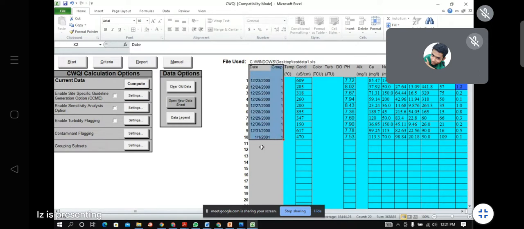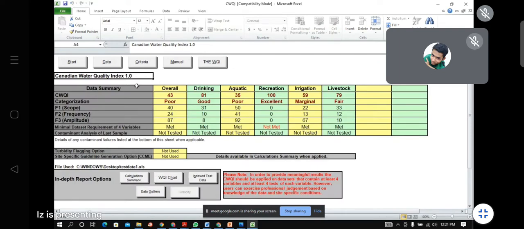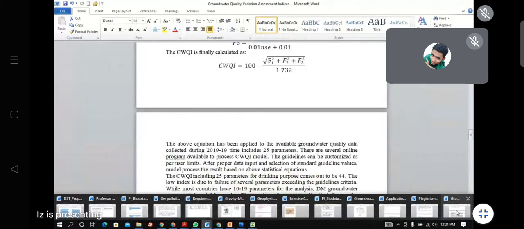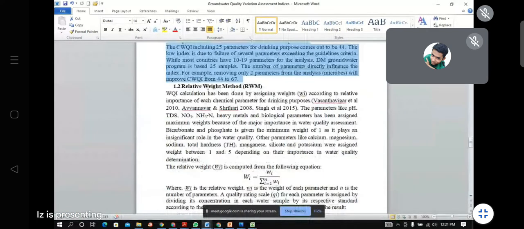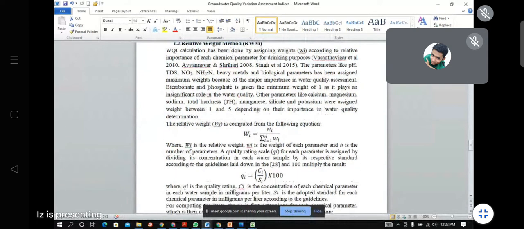Then actually the software will work. Okay, but this is true for any software. Okay, now after this the next one is the relative weight method. In the relative weight method we actually assign weight for different parameters.